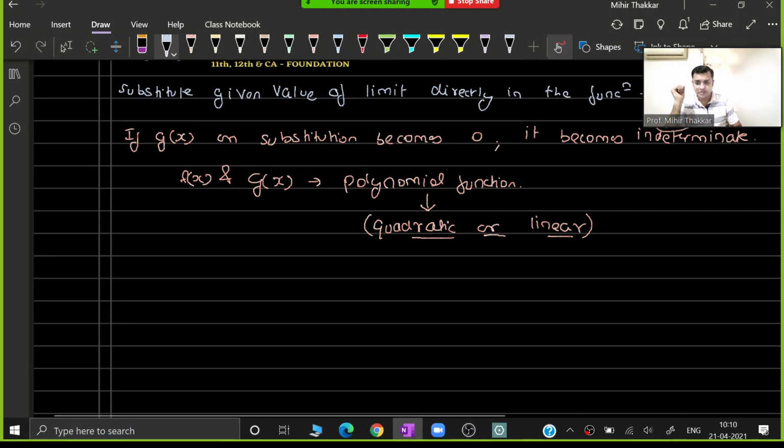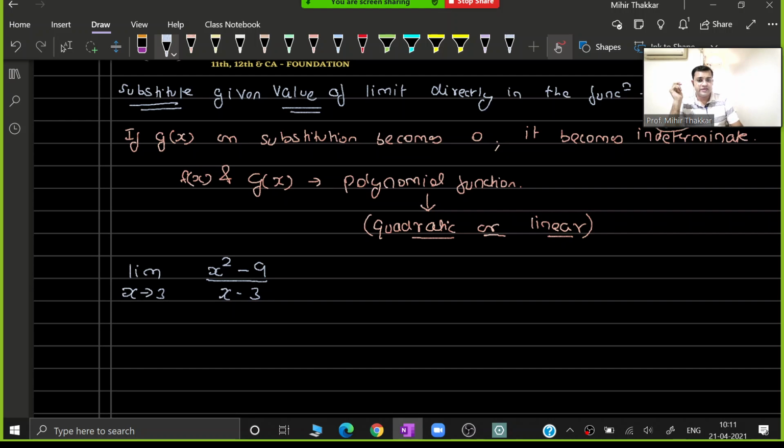Suppose I have a question: limit as x tends to 3, (x square minus 9) upon (x minus 3), a very simple sum. As my condition says, substitute the given value of the limit directly in the given function. What is the given value of the limit, guys? It is 3. So in the numerator, if I substitute, I will get 3 square minus 9. In the denominator, I will get 3 minus 3.